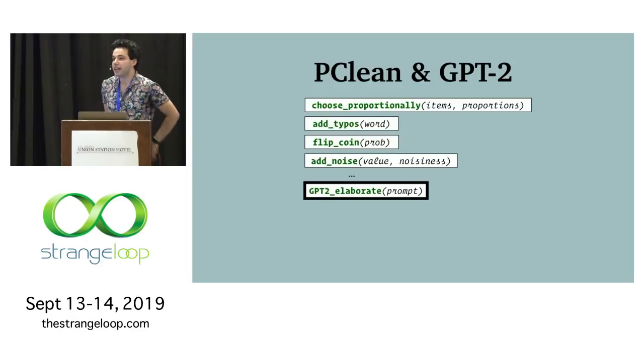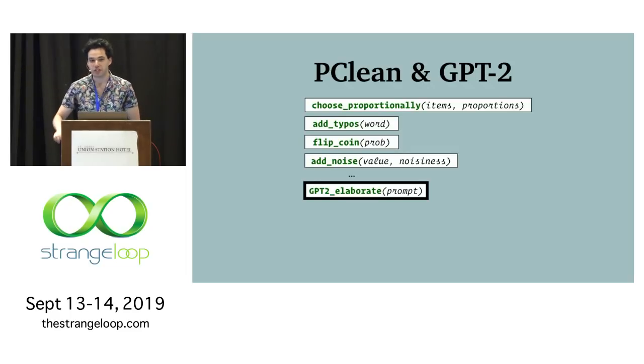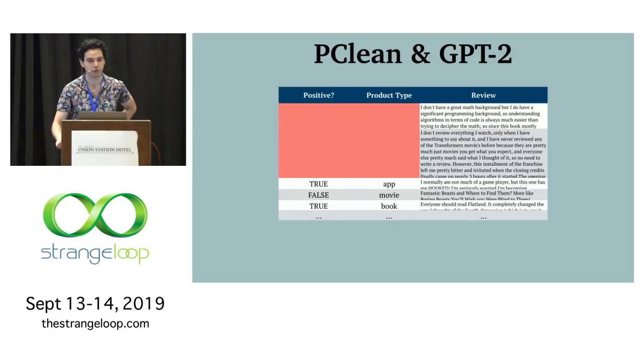But the idea is that since this is actually just all based on probability theory, all of these numbers that we need in order to add one of these primitive distributions are available to us from GPT-2. So we can add a new distribution called GPT-2 elaborate, a new primitive that we can use in our models that's going to take in a prompt and return a completion, an elaboration of that string according to GPT-2. This allows us to model new kinds of data sets.